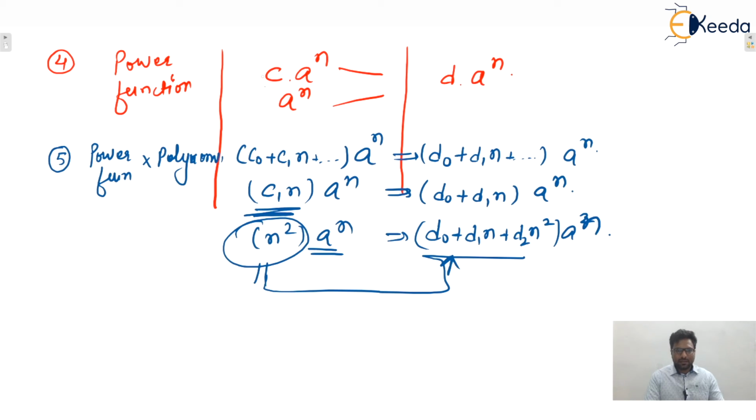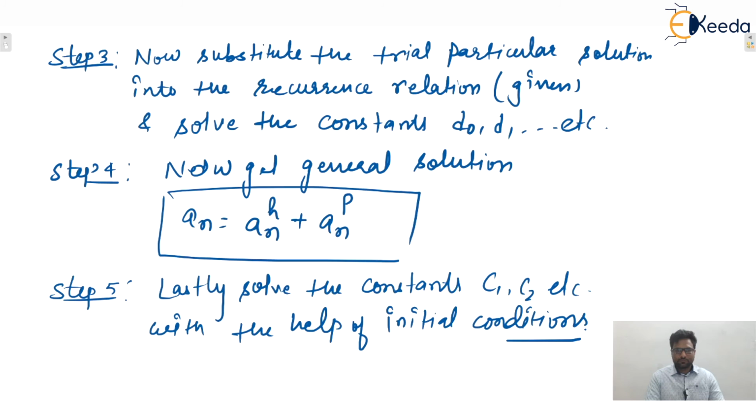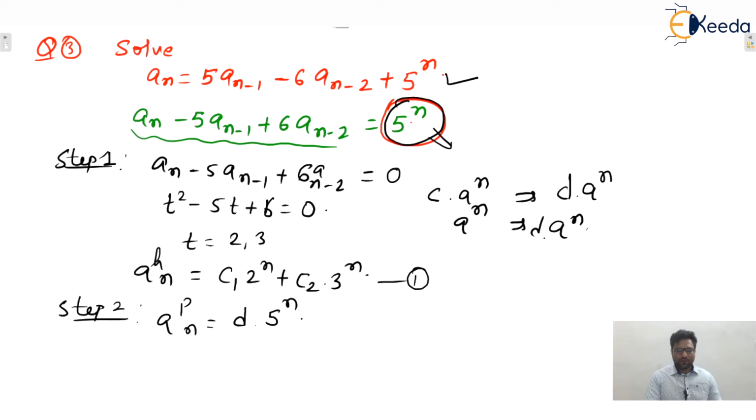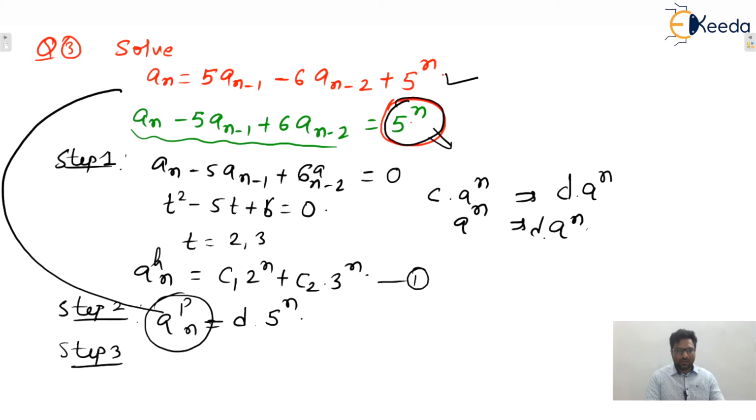Yes, that was the table. You can see here, for both of these the particular solution is d into a raised to power n, isn't it? Okay, so from here we can say that that will be your trial particular solution. Now what is step 3? Step 3 is to put this particular solution in the given recurrence relation. So when we put this, instead of an we can write d into 5 raised to power n.